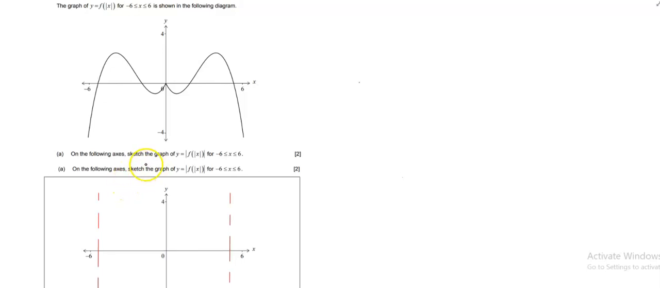Alright, now we will be looking into the sketch of this particular function, which is given as y is equal to f modulus of x. So if we look into this particular graph, this is the function for y is equal to f modulus of x, right? Now what he wants us to sketch is the function of modulus of f modulus of x.